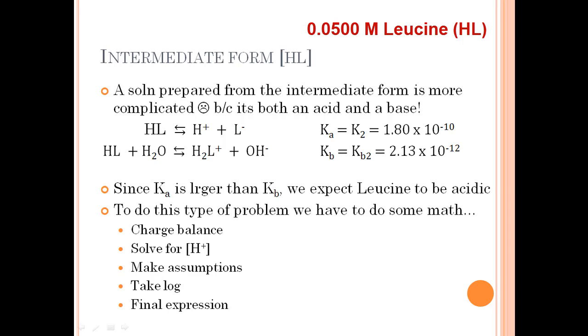To do that, you've got to multiply all the terms by H plus, then you have to factor out H plus squared and rearrange a bunch of variables. If you multiply the numerator and the denominator by K1 and take the square root of both sides, that gives you your H plus. Then you have to make the assumption that since HL is the major species, and you know that neither the first reaction nor the second reaction goes very far because it's a weak acid and a weak base, the concentration of HL in that equation will be 0.0500. So you replace the HL concentration with your formal concentration.